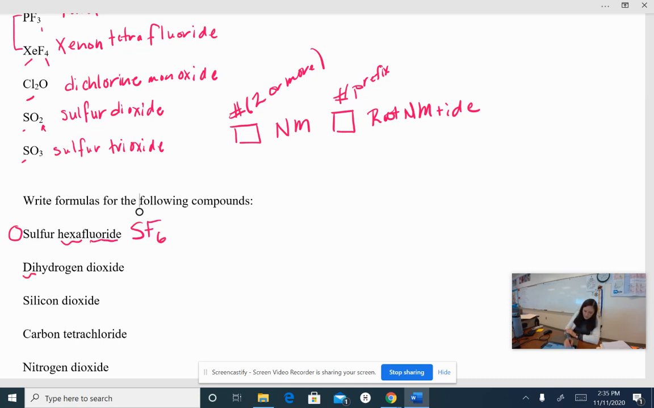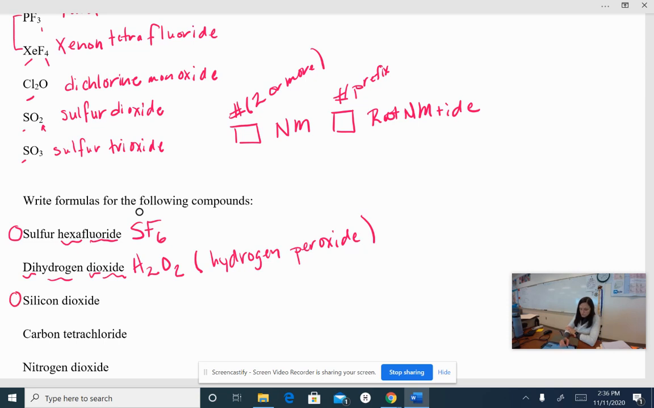Here we do have a prefix. We had di, 2, and we have hydrogen. So dihydrogen. Di is another number, so we've got 2 of them. Oxide is oxygen. Dihydrogen dioxide, this is also commonly known as hydrogen peroxide. Okay, dihydrogen dioxide is hydrogen peroxide.